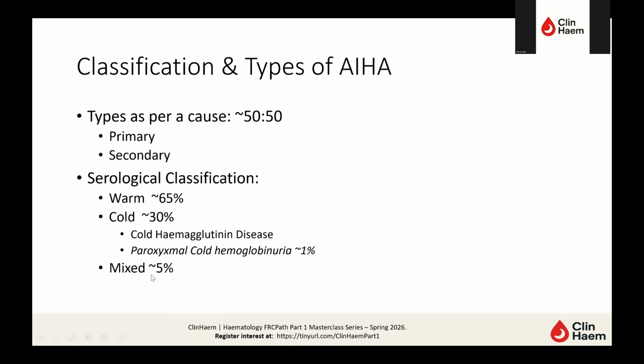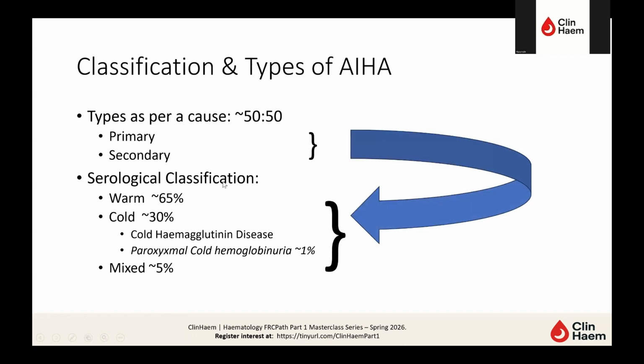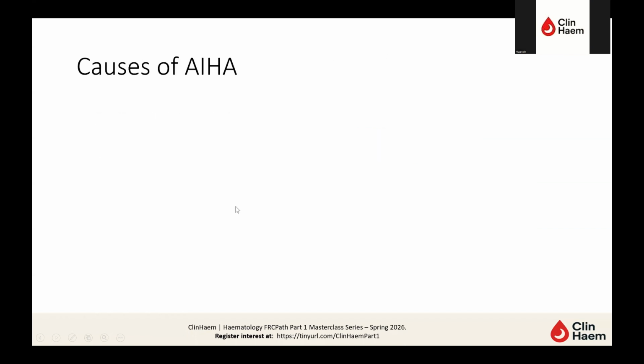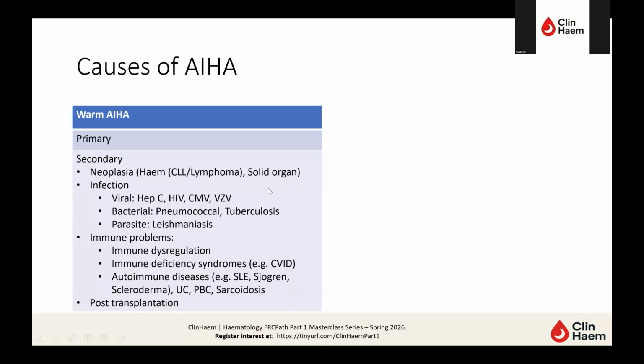Lastly, it can be mixed. So it can be warm or cold, cold is of two types, and then lastly it can be mixed. And this is where we're going to discuss them. All of these, warm, cold, or mixed, can be primary, meaning you don't have a secondary cause, or they can be secondary to something else like infection or cancer. This table will just list the causes. You don't need to memorize them, but it is quite obvious.